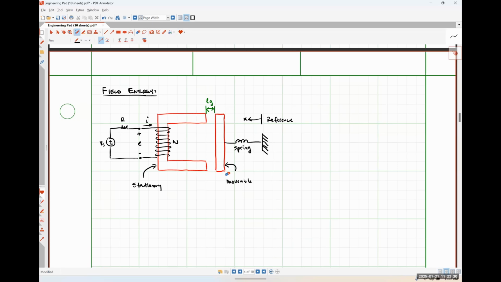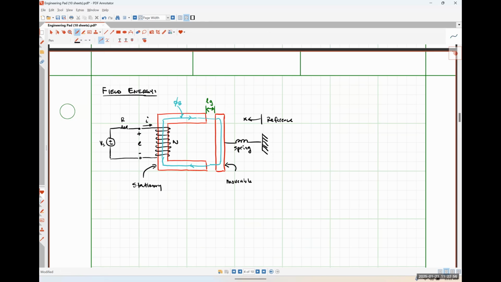So when I energize my coil, I should see flux traveling around my circuit like so. So I'm just going to make a quick note here. This is my magnetic flux.